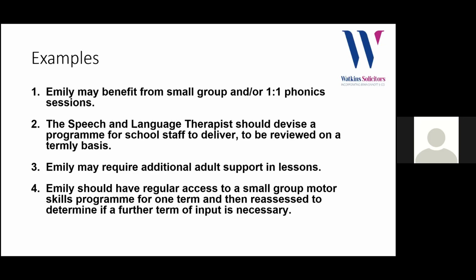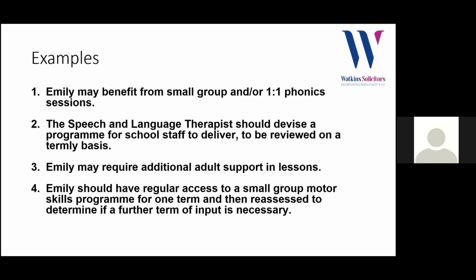The next one: the speech and language therapist should devise a programme for school staff to deliver, to be reviewed on a termly basis. Well, the speech and language therapist is going to devise a programme, and how long are they to spend doing that? Which school staff are going to deliver it? And how often are they going to deliver it?